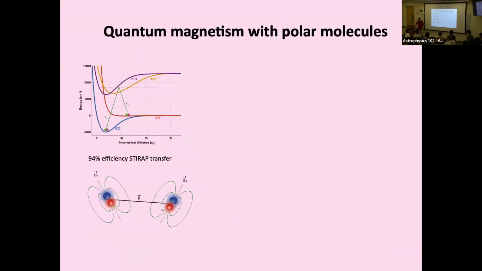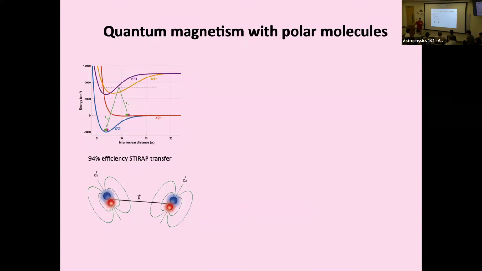So now we said we wanted to get them in the ground state. So we do this two-photon process, and we can get them with 94% efficiency in the absolute low vibrational ground state, where they have this large dipole moment. In fact, if you just have them in the ground state, there isn't a dipole moment because the ground state is just a symmetric kind of like S-type orbital, right? So you know in eigenstates, you don't have a dipole moment.